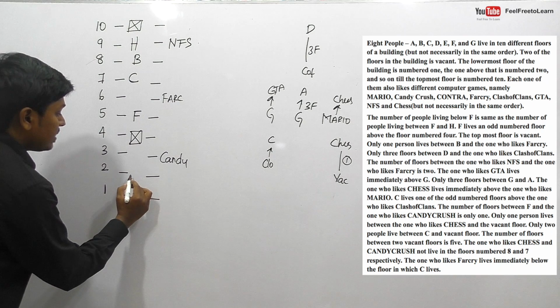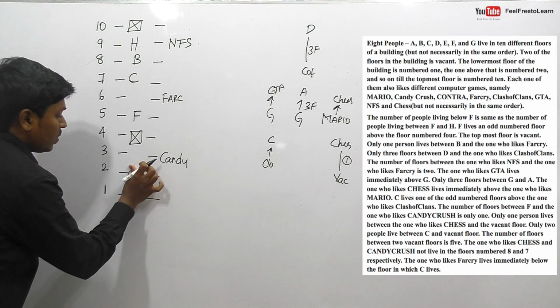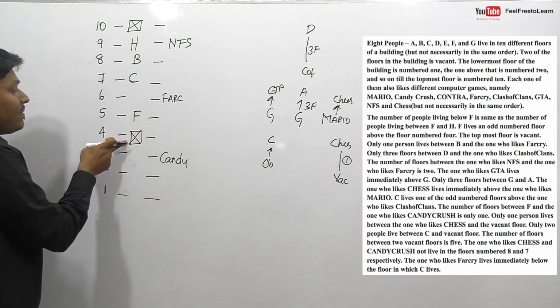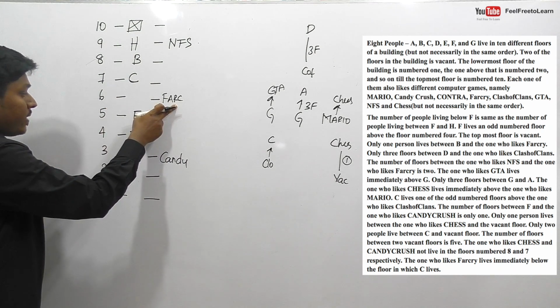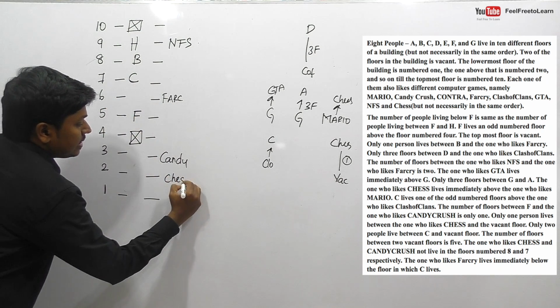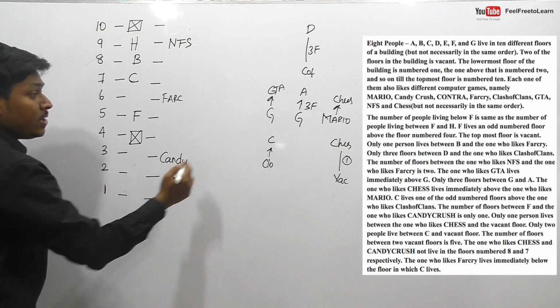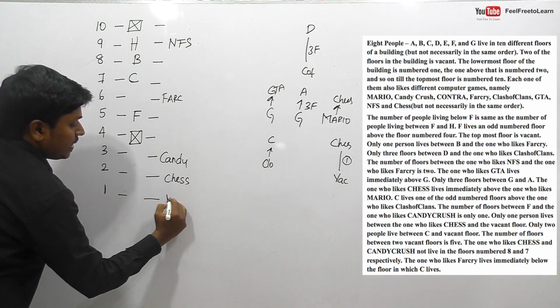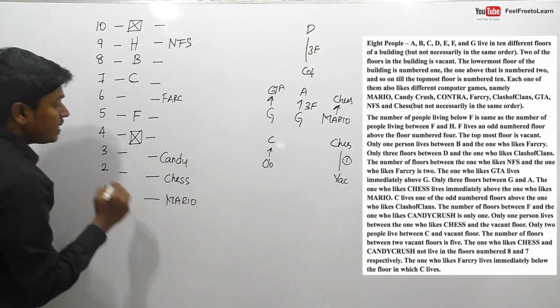So let me do one thing, friends. We can place chess here. I think there is no other possible way, right? Because between vacant and chess we know that here is already Far Cry. So definitely I can say that chess should be placed here. And we know that above chess is Mario, so we can definitely say that Mario should be placed here.